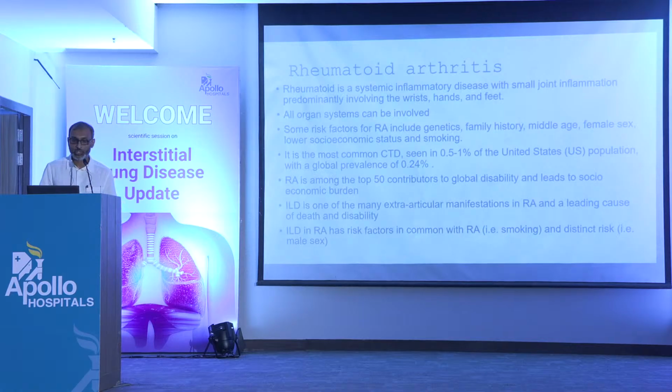So coming to rheumatoid, rheumatoid is a systemic inflammatory disease which affects small joints more than large joints, and all organ systems can get involved. We know the risk factors for rheumatoid, and it is a common disease, and it is a leading cause of disability. And ILD is one of the many extra-articular manifestations of rheumatoid arthritis and a leading cause of death and disability in patients with rheumatoid. ILD in RA has risk factors in common with rheumatoid, that is smoking, but there is an independent risk factor, like male patients with rheumatoid arthritis are more prone to interstitial lung disease.